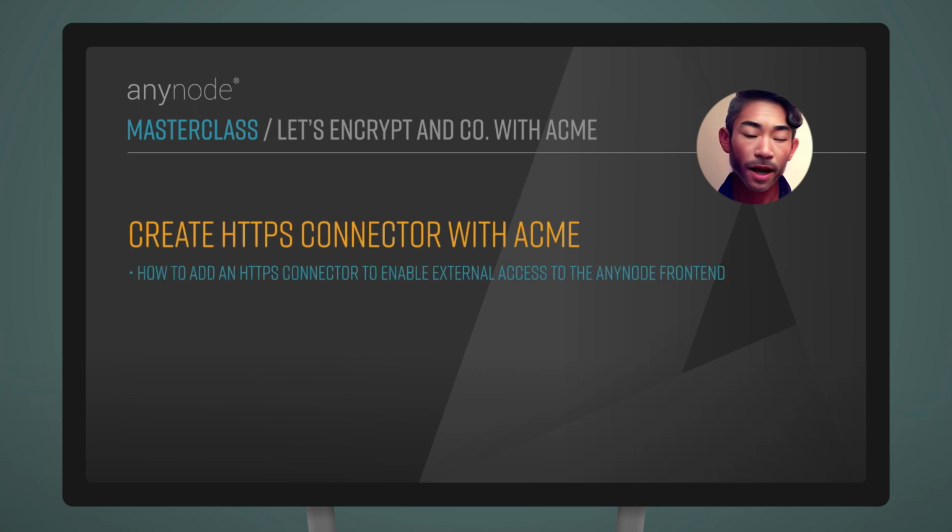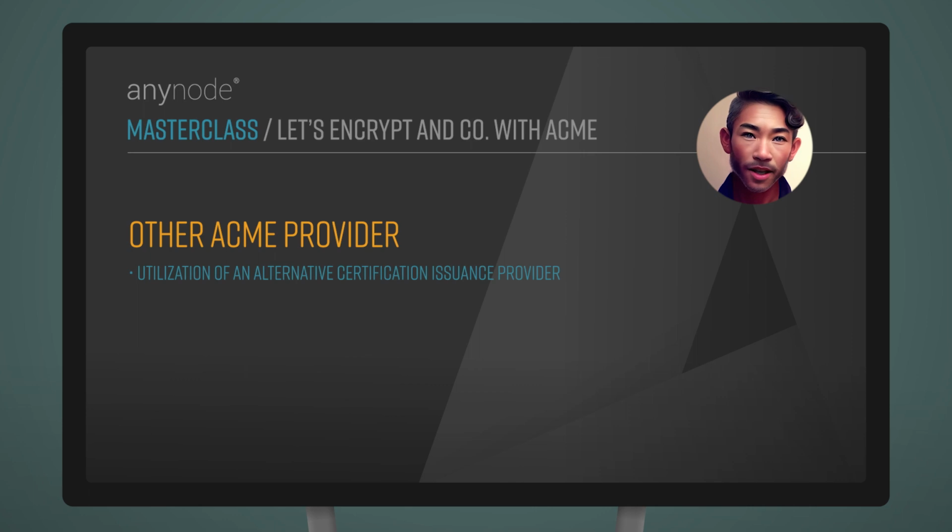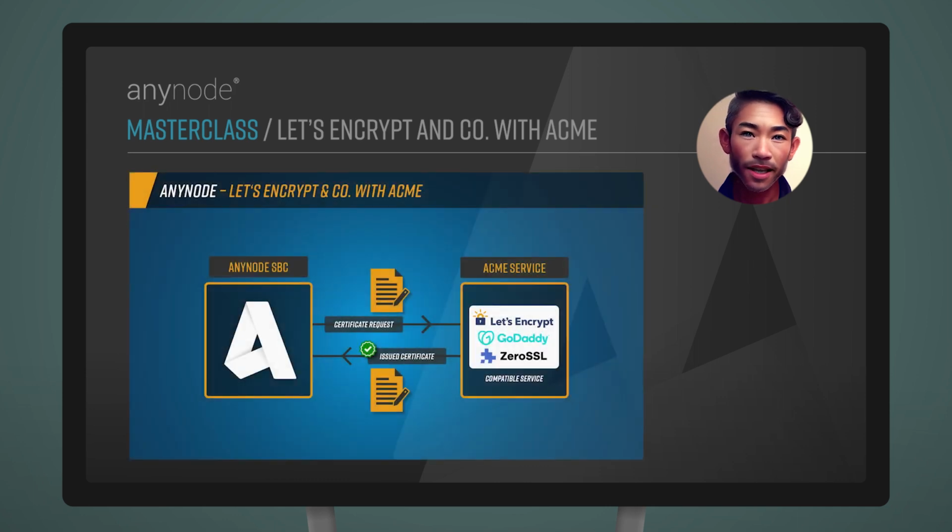In the Create HTTPS Connector with ACME chapter, we will explore how to add an HTTPS connector. The HTTPS connector is designed to enable external access to the anynode frontend. Concluding the documentation, the other ACME provider chapter outlines the utilization of an alternative certification issuance provider, distinct from Let's Encrypt, ZeroSSL, or GoDaddy. By the end of this guide, we'll have a comprehensive understanding of how to manage and update certificates using anynode, the Software SBC.